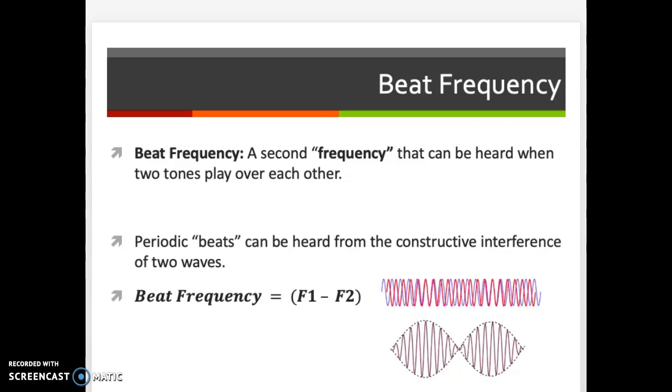So here's a definition for you. Beat frequency is another frequency that you hear when you play two notes. So actually it's not a second, it's a third frequency, because you play two, then you hear one more. And we call that the beat frequency.